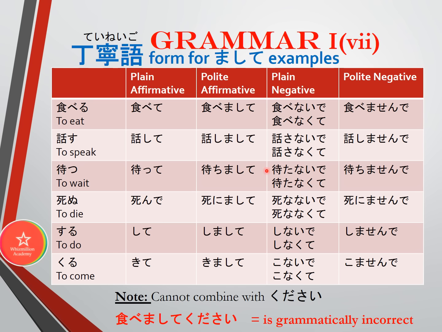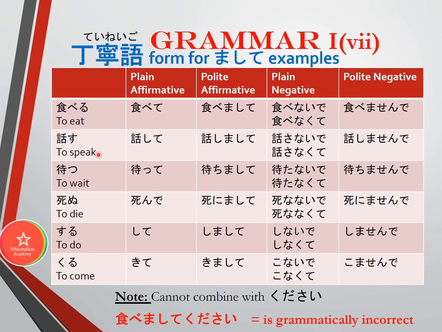then the negative te form and the polite negative te form. To eat, taberu. The positive te form is tabete. This is a group 2 verb, tabete. The polite te form is tabemashite. Tabete, tabemashite. The plain negative form is tabenaide. The polite negative form is tabemasen de.